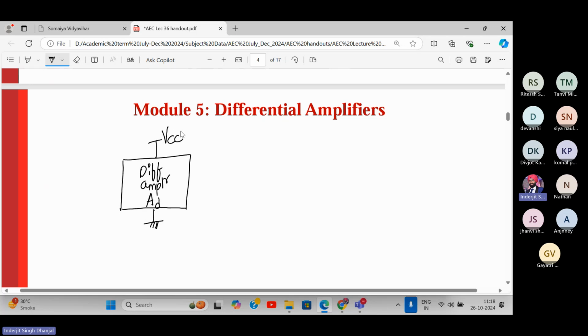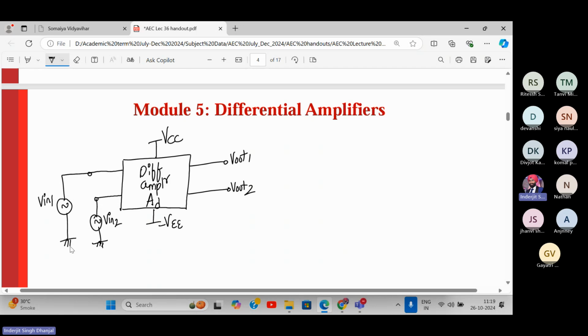It is also powered with supply, but instead of giving it to ground, it requires two power supplies, one positive and one negative. The negative supply will be marked as minus VEE. Instead of one input, it has two inputs, dual input, and instead of one output it also has dual output: V out 1 and V out 2. This is V in 2 and this will be V in 1. These are called differential inputs.